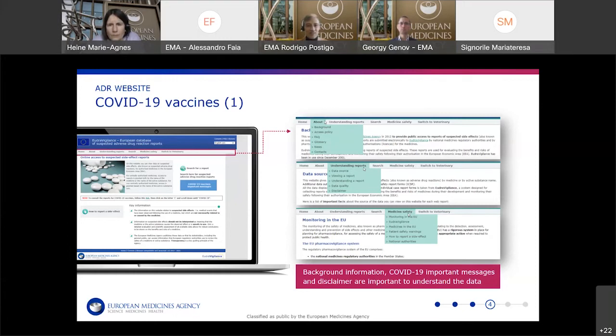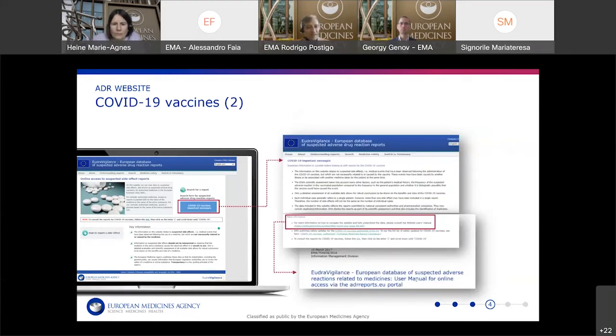in order to provide the right messages to the citizens. We try to streamline a little bit all of this information, and we created the COVID-19 important messages, and there are some specific bullet points that would be key elements to understand before reading the data for the COVID-19 vaccines. And we have also a user manual of the ADR website that is also, of course, published, and this is a step-by-step guideline that you can follow and navigate through the website.